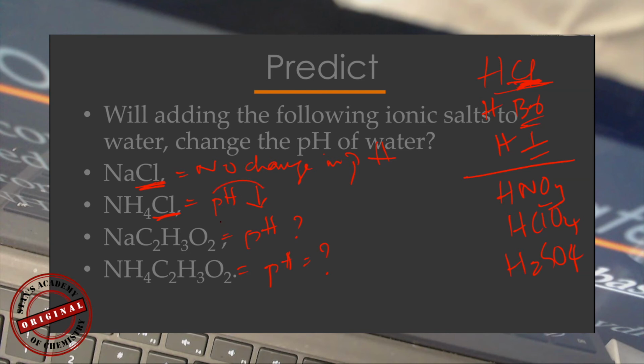Now, this pH change for the second example is coming from the first part, the positive ion. So if a positive ion can undergo hydrolysis, then the pH will go down. So in this case, it's ammonium ions. Ammonium ions are coming from ammonium hydroxide, which is a weak base. Therefore, the pH will go down.